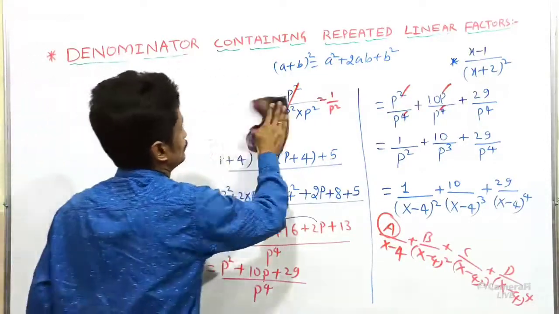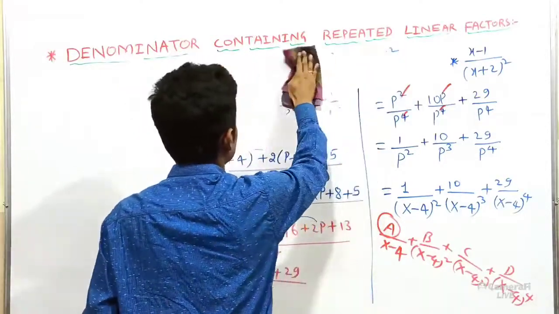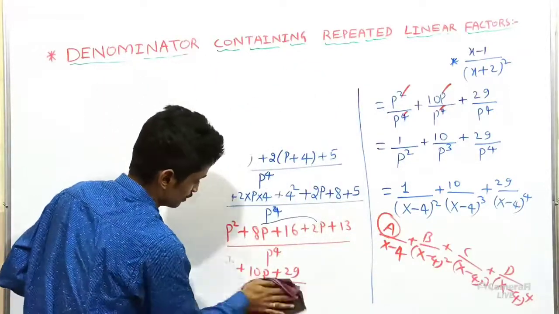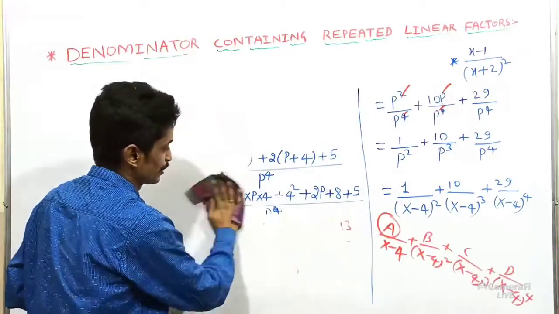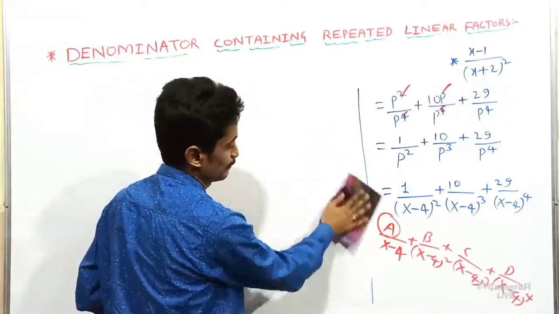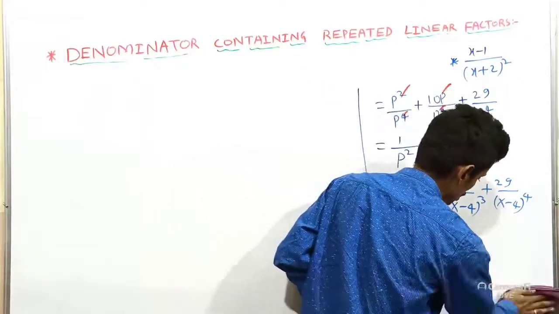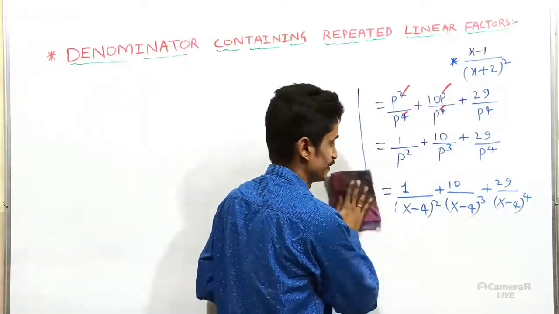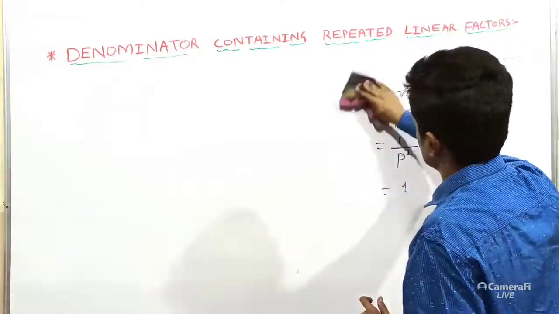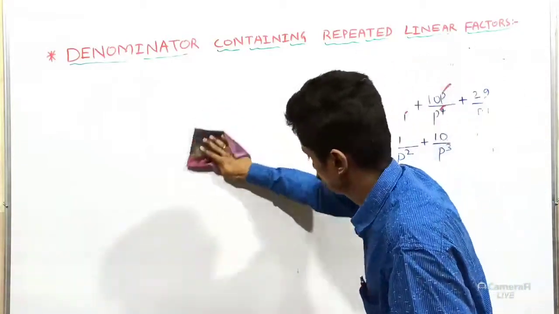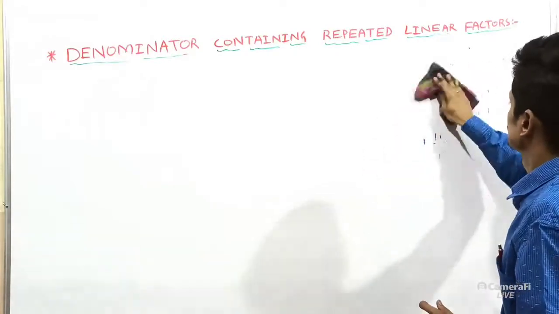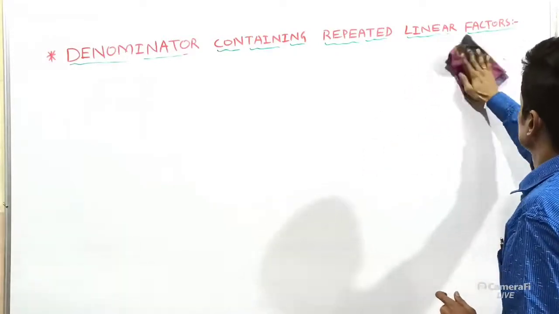Today we learned the denominator containing a repeated linear factor. In the last class we learned the non-repeated linear factor. Today we discuss the repeated linear factor. Maximum power 4 or power 5 is what you have in your syllabus. Don't think about larger powers; not required for us. If you want to frame your own question, in the denominator take maximum power 4. Don't take powers other than 4.